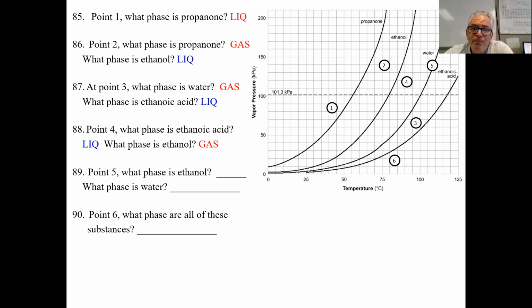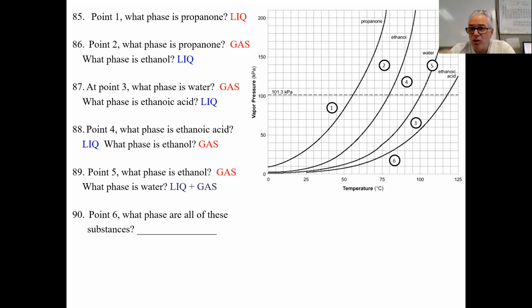Question 89. At point number 5, point 5 is on the water curve. It's up. What phase is ethanol and what phase is water? Well, at that pressure, which is about 140 kPa, at point 5, ethanol is way in the back. Ethanol is already boiled away. And water, because we're right on the curve, we're going to have both liquid and gas at the same time. We're right on the boiling point, which is also the condensation point.